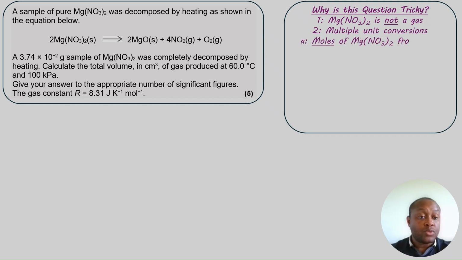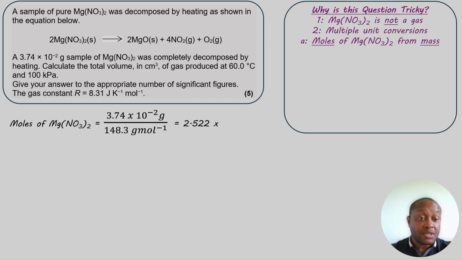For example, we must first calculate the number of moles of magnesium nitrate from mass. We do that by taking the mass of magnesium nitrate that was given and dividing that by the formula mass, which is 148.3. This gives us the number of moles of magnesium nitrate, which is 2.522 times 10 to the power negative 4 moles.